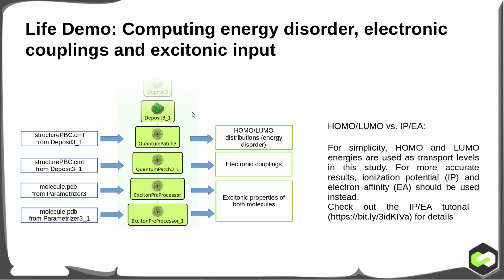What we will then do just in a minute is to extend the workflow as we constructed it before by 2 QuantumPatch modules and 2 Exciton preprocessor modules. With the first QuantumPatch module, we compute HOMO-LUMO distributions, so energy disorder. With the second QuantumPatch module, we compute electronic couplings. And with the Exciton preprocessor modules, we compute excitonic properties for both molecules. Just as a remark, usually we should also compute IP and EA as transport levels. However, for simplicity, we use HOMO and LUMO in this study. For more accurate studies, please refer to IP and EA and check the respective tutorial on how to compute them.